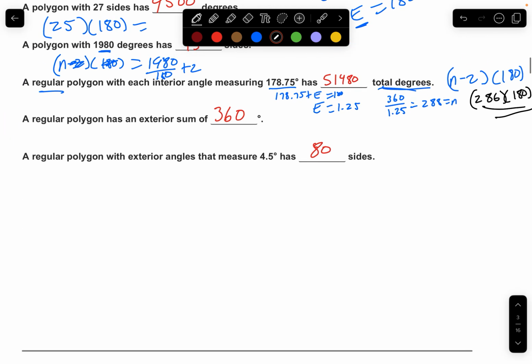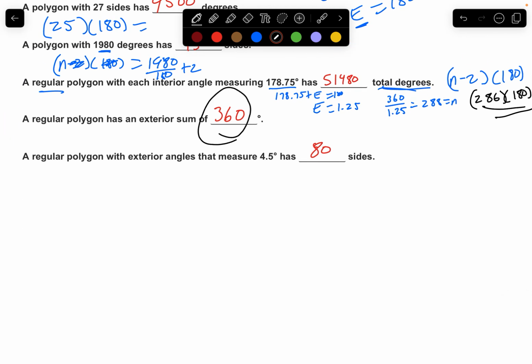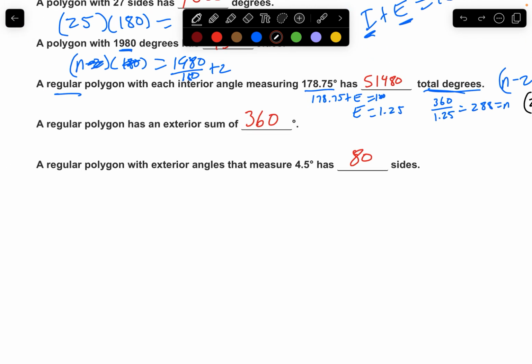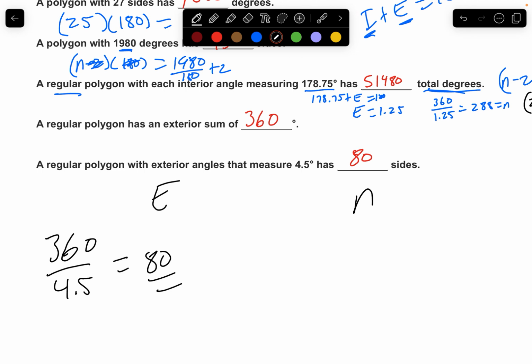A regular polygon has an exterior, that's just every polygon. The exterior sum is 360. And then a regular polygon with exterior angles that measure 4.5. So that's a shorter version of what we did up here. We know E, we want N. Well, what do the E's add up to? They add up to 360. One of them is 4.5. So how many of them are there? That's the question. 360 divided by 4.5 each. There are 80 of them. That is N, which is what we were wanting, the number of sides.